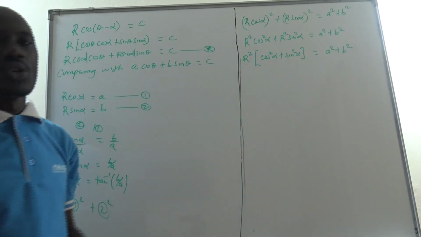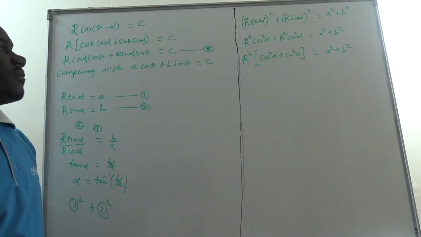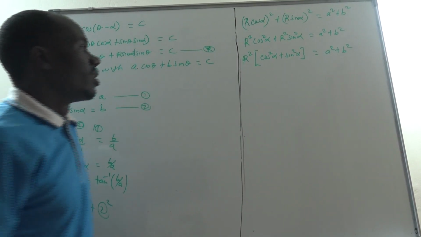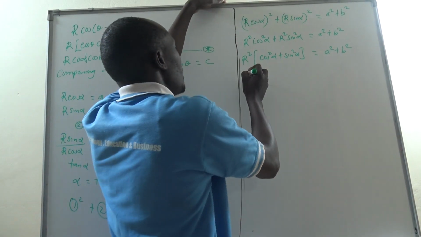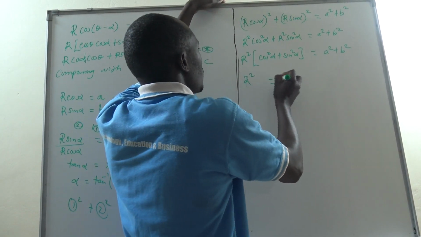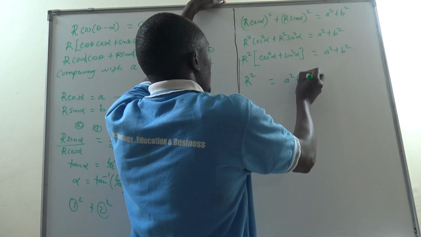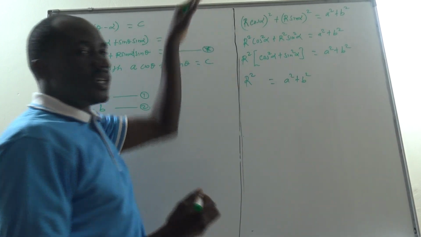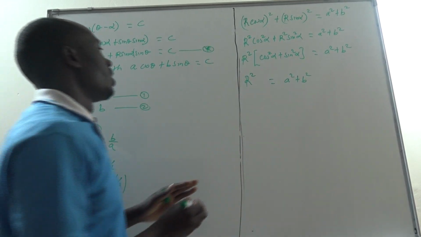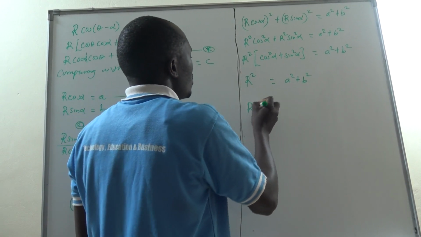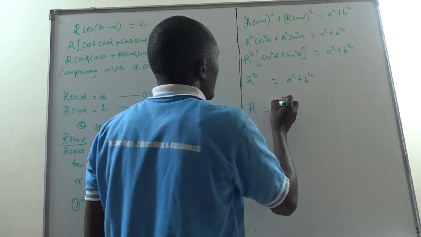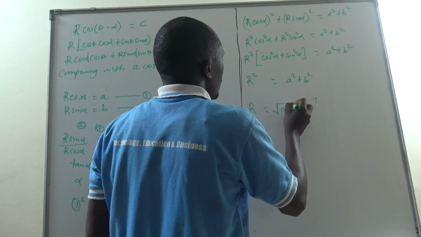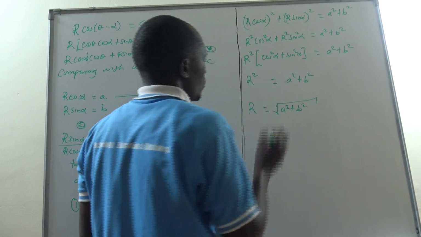What do we know about cos squared alpha plus sin squared alpha? Automatically we get 1. That identity we derived the other time. So it is r squared equals a squared plus b squared. How can we get r? Through taking the square root on both sides. So r becomes the square root of a squared plus b squared.